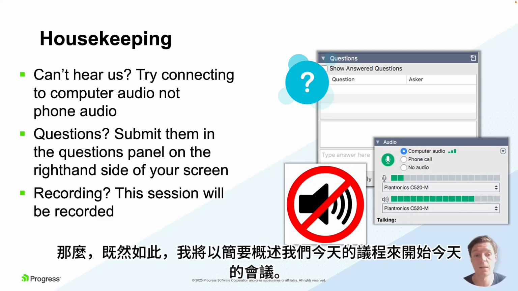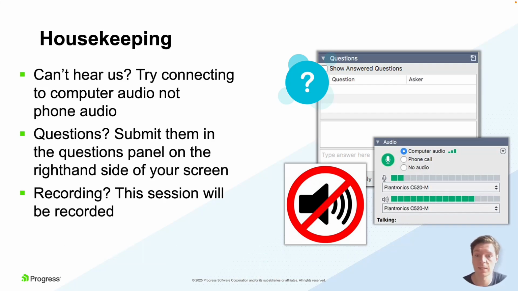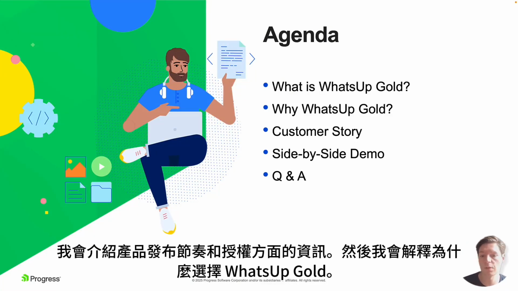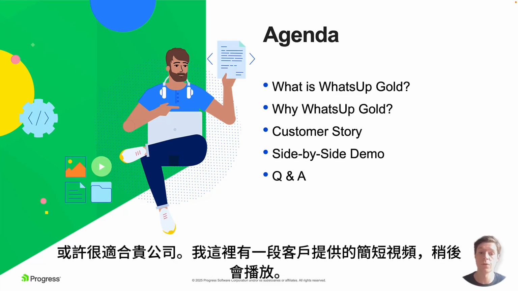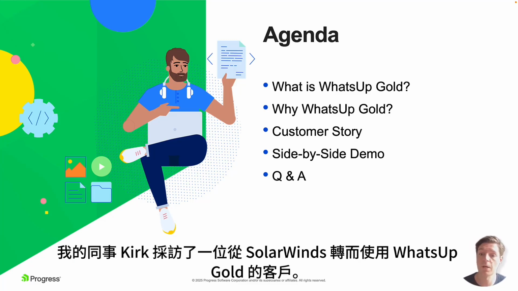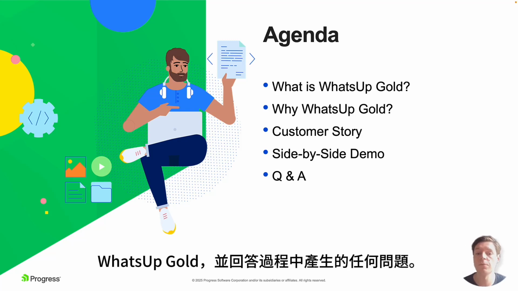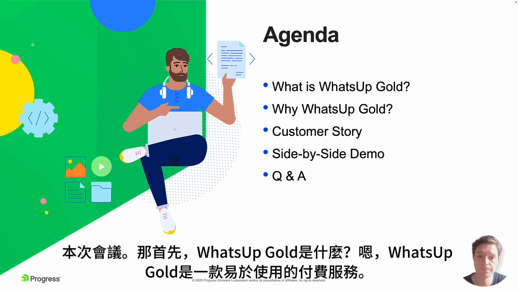So with that out of the way, I'll kick off today's session with a brief rundown of our agenda. I'll be giving an overview of what WhatsUp Gold is, some of the history behind it, and a bit of information about the product release cadence and licensing. I'll then go into why WhatsUp Gold may be a good fit for your organization. I have a brief clip that I'm going to play from a customer interview my colleague Kurt did with a customer of WhatsUp Gold who moved from SolarWinds. And then finally, I'll hand it over to Jason, who will give a presentation and quick demonstration of multiple pieces of WhatsUp Gold, as well as answer any questions that come to mind throughout the session.